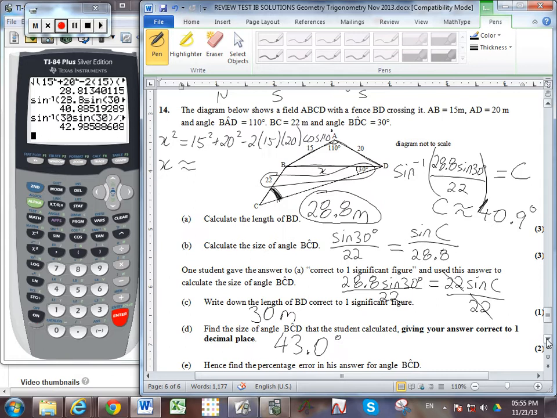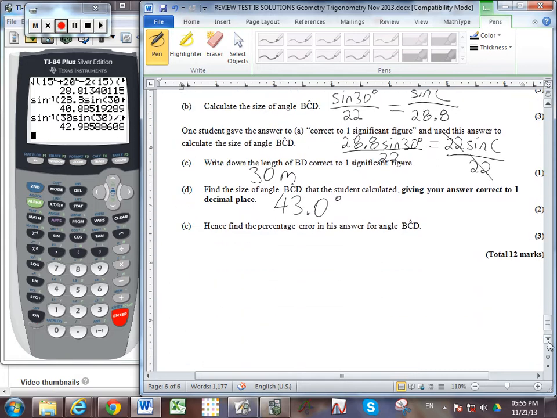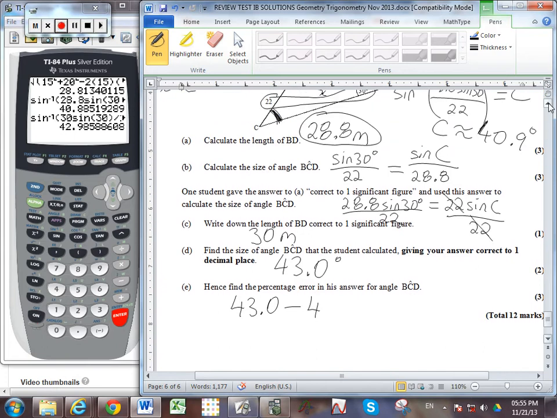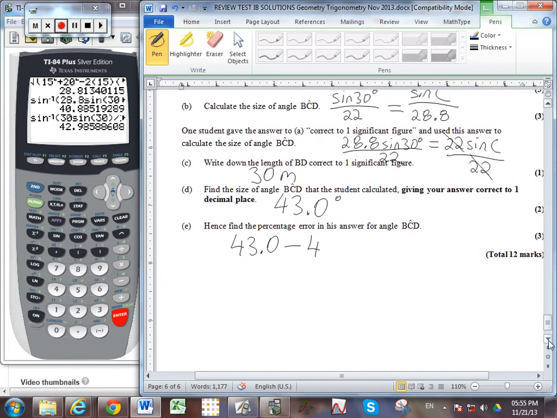And lastly, let's find the percentage error. Percentage error wants us to take the difference between the estimated and the exact. And our exact, what was our exact angle measure? I've forgotten. 40.9. Okay, so we had 40.9. We'll take the difference and then we'll divide it by the exact angle measure. Ours was the more exact one. And then we'll multiply it by 100%.